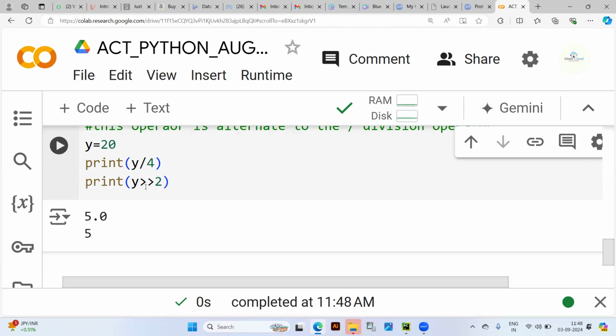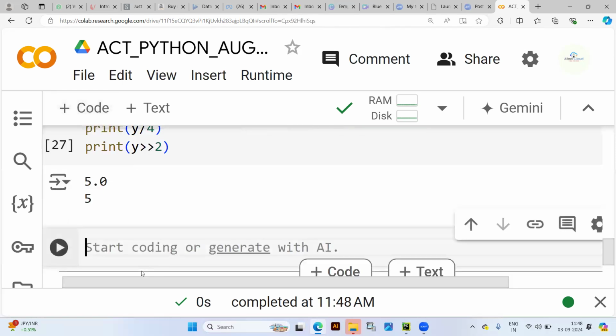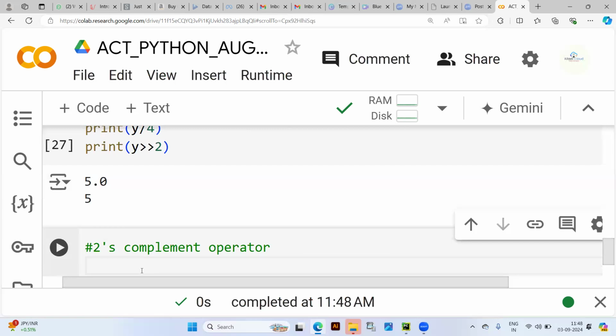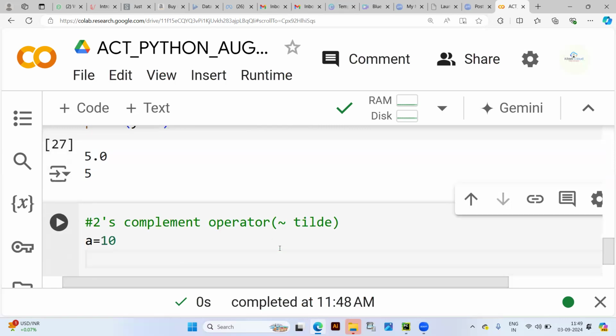This is an alternative. Lastly, we have the 2's complement operator. Clear? Tilde operator. What is a 2's complement operator? This operator is called the tilde operator. Clear? Now, what exactly will it be doing? A is equal to 10, I'm going to give. The output will be produced: 2's complement of A is going to be minus 11.